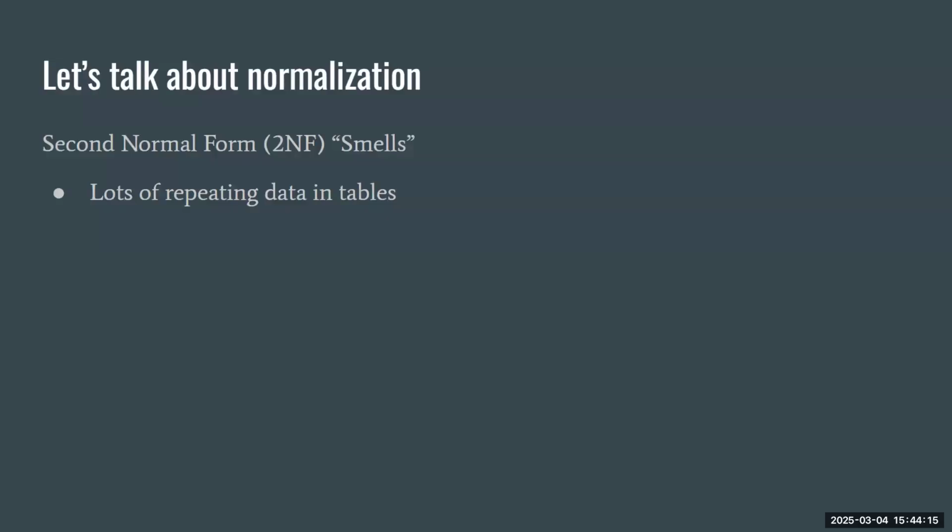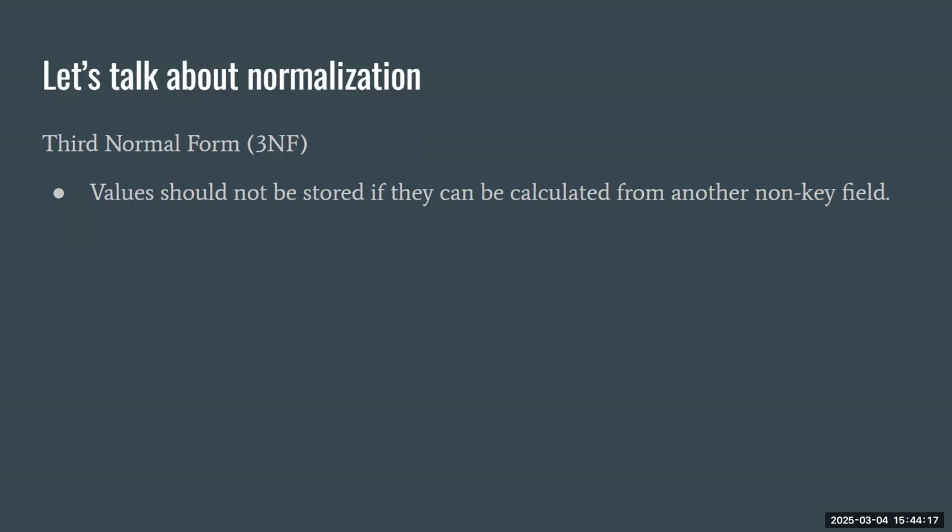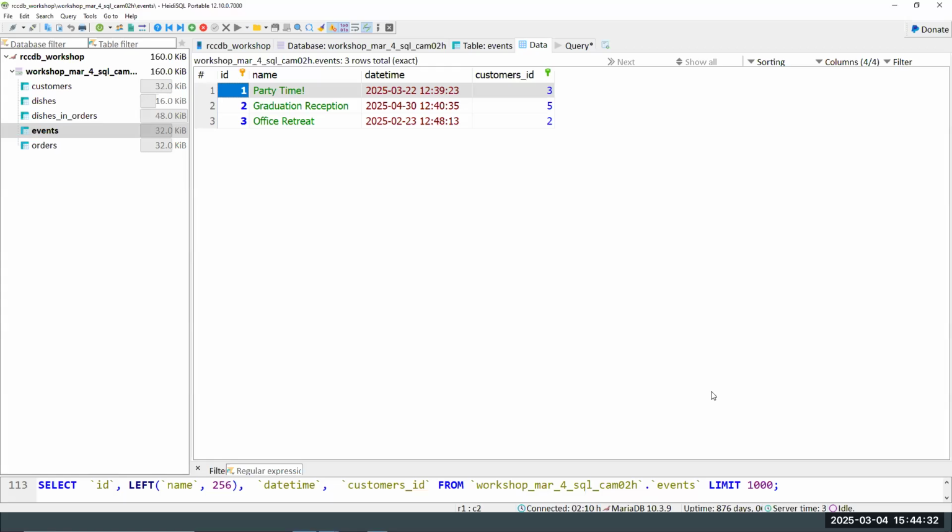All right, finally, we're going to talk about third normal form. It states values should not be stored if they can be calculated from another non-key field. Again, what does that even mean?